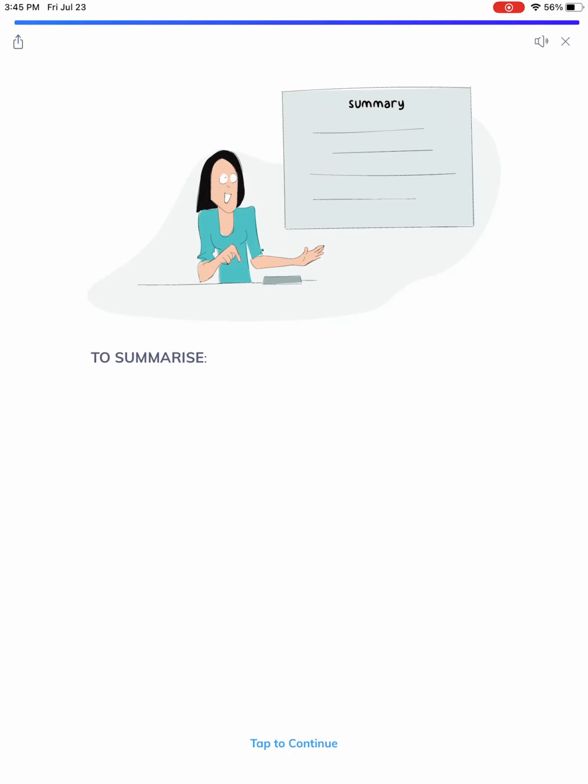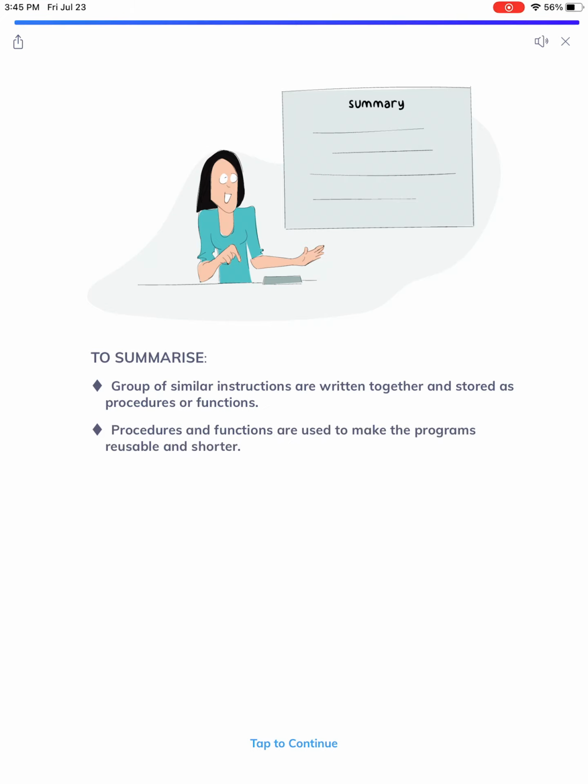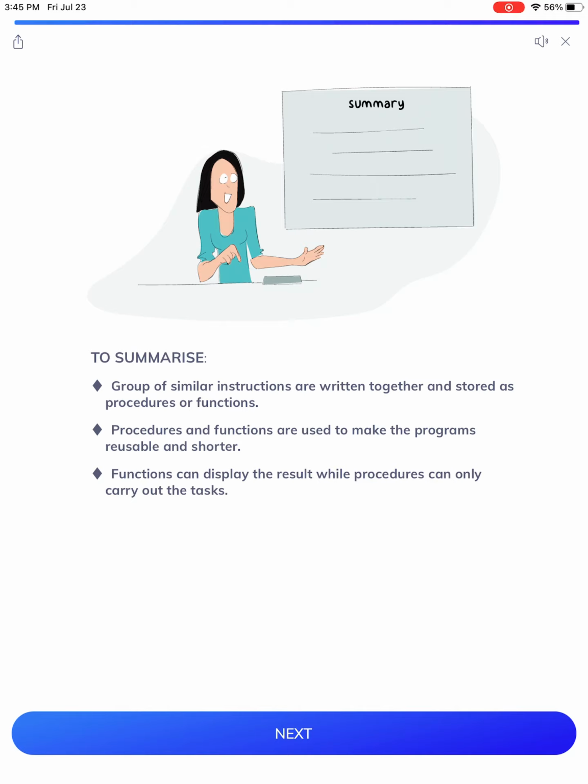To summarize, groups of similar instructions are written together and stored as procedures or functions. Procedures and functions are used to make programs reusable and shorter. Functions can display the result while procedures can only carry out the tasks.